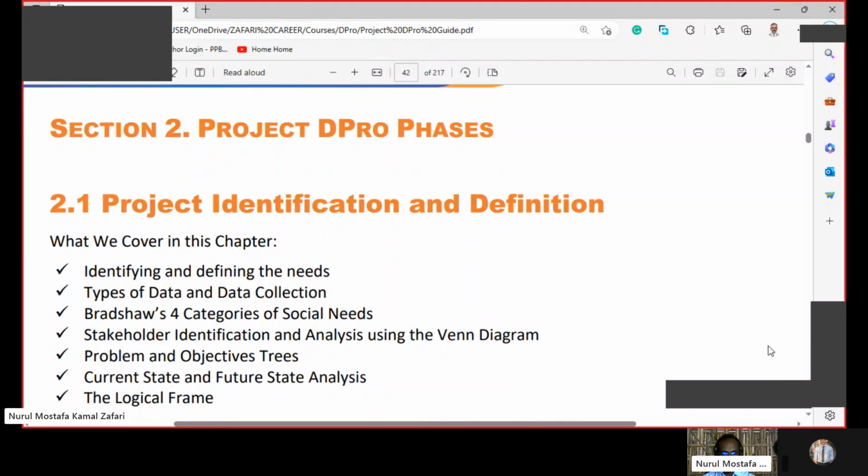Finally, congratulations to all of my colleagues who are taking part in this study circle. We have finished section 1. Now we will be starting with section 2.